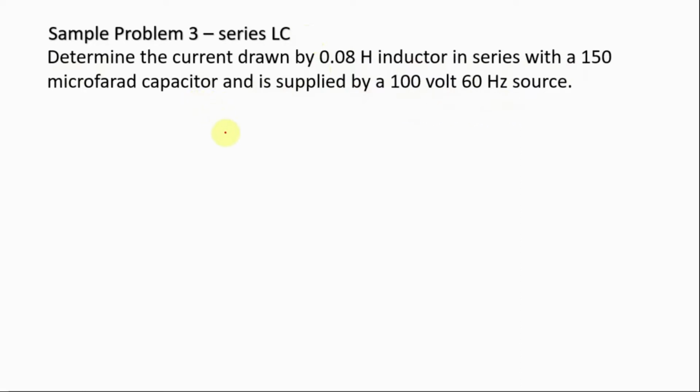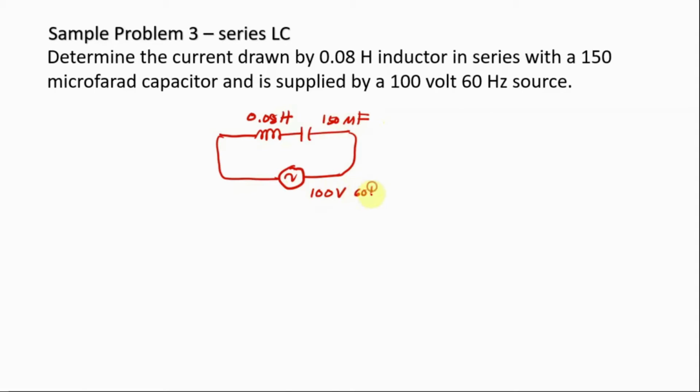The circuit diagram is the inductor in series with the capacitor. Again, this is supplied by an alternating current source voltage. The values are 0.08 Henry and 150 microfarad. This source is 100 volt at 60 Hertz frequency. Now we are going again to get the total current.